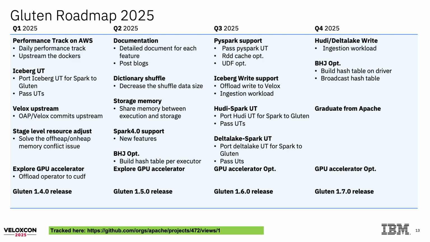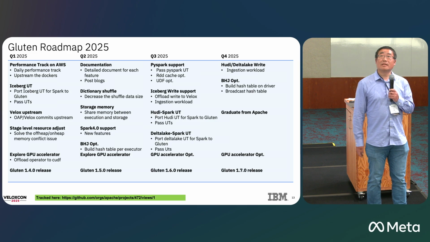There are still many UTs failing. Many UTs still fall back onto Vanilla Spark. And for the Velox upstream, we're still working on this and the stage-level resource adjustment. And we started the first GPU POC here. That's the implementation. In Q2, we will focus on documentation and dictionary shuffle.